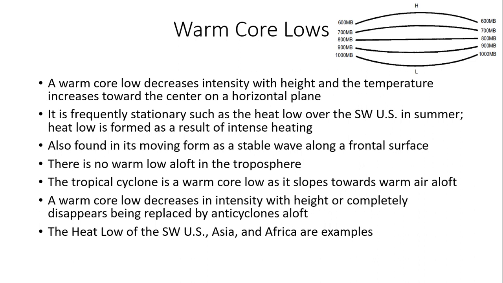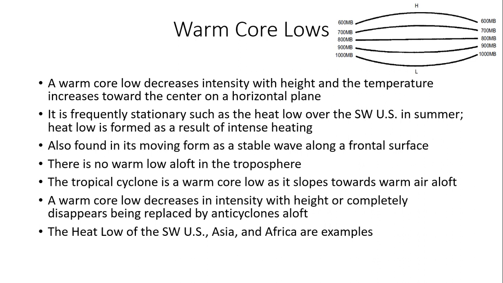A tropical cyclone is a warm core low as it slopes towards warm air aloft. So tropical cyclones are a great example of warm core lows. Now, a warm core low will decrease in intensity with height or completely disappear, being replaced by an anticyclone or high pressure aloft. The heat lows of the southwestern U.S., Asia, and Africa are all examples of warm core lows.